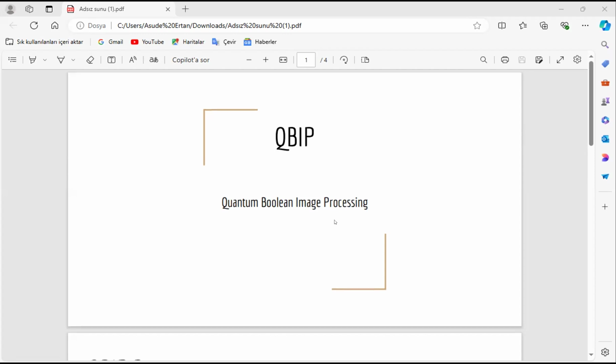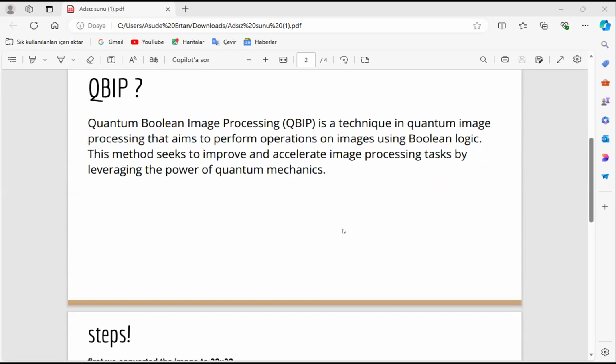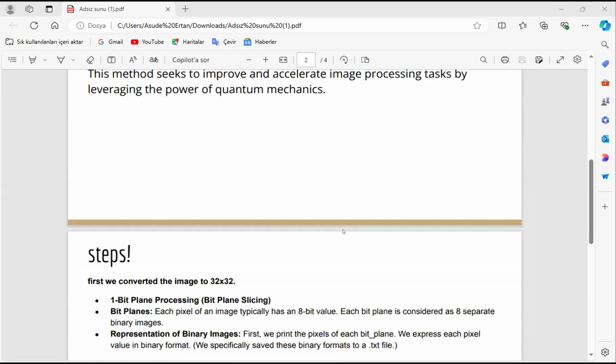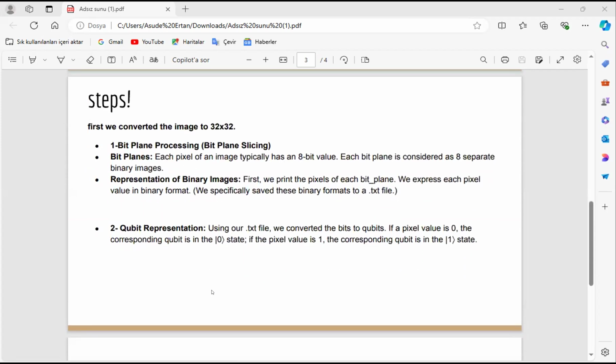Quantum Boolean image processing. What is this? It is a technique in quantum image processing that aims to perform operations on images using Boolean logic. This method seeks to improve and accelerate image processing tasks by leveraging the power of quantum mechanics. Before the steps, first we converted the image to 32 by 32. Step 1, bit plane slicing.